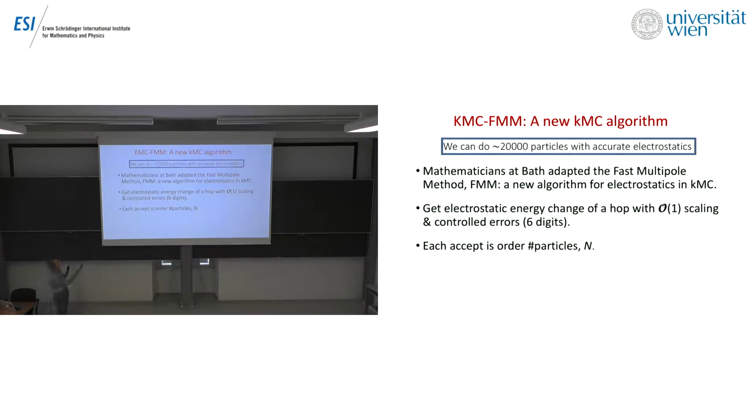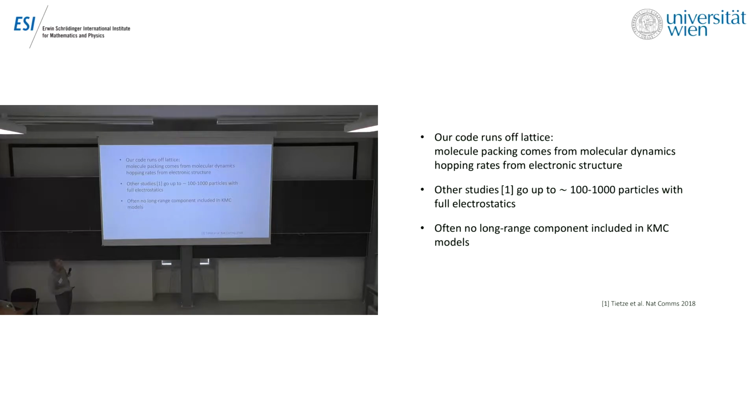So we can now do 20,000 particles. This is a real bottleneck for kinetic Monte Carlo because it just took so long. Now, thanks to this fast electrostatics, you can do it on your smartphone in half an hour, kind of thing. It's made a big difference to how quickly the code runs. It runs off lattice, so we can look at the molecular packing arrangements as well, which we believe to be very important. We can now include the long-range component, which was rather blatantly neglected in a lot of papers on kinetic Monte Carlo in organic materials.